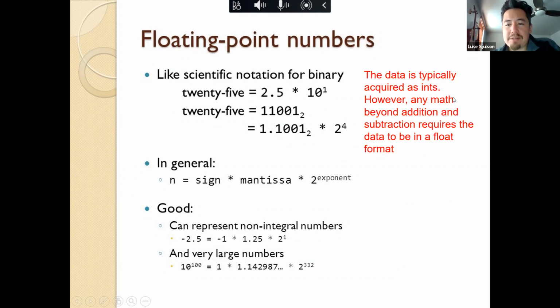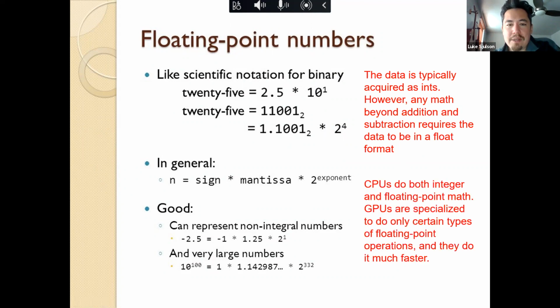So data is typically acquired as ints, but then you have to use floats for any sort of actual analysis that you do. Now, and this is another point, CPUs do integer and floating point both. Floating point and integer calculations are different and actually done by different parts of the chip. And so GPUs are these specialized things that only do floating point operations, and only specific types of matrix floating point operations. So they're much, much faster.